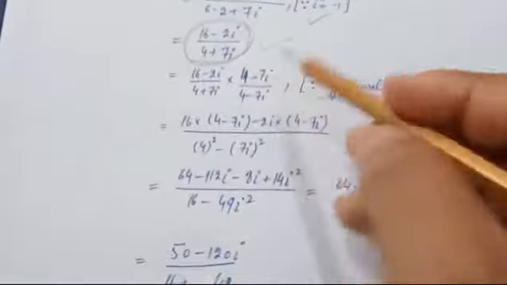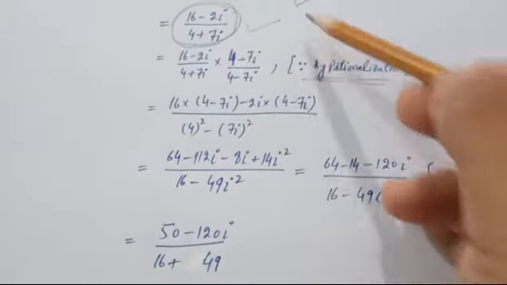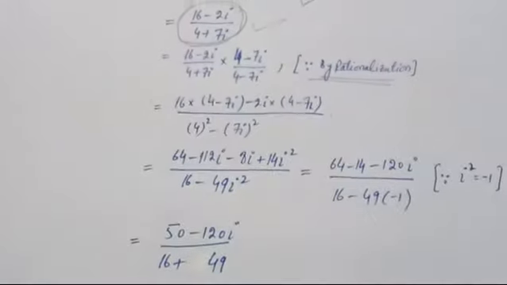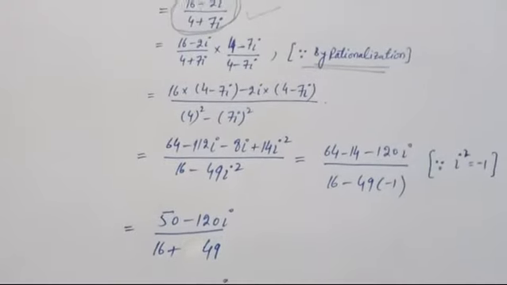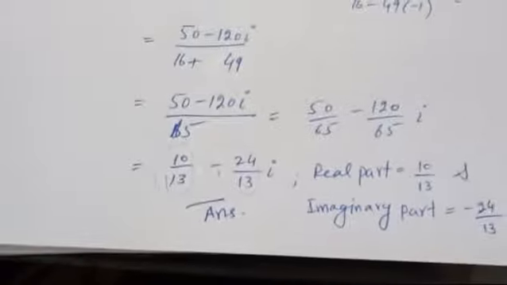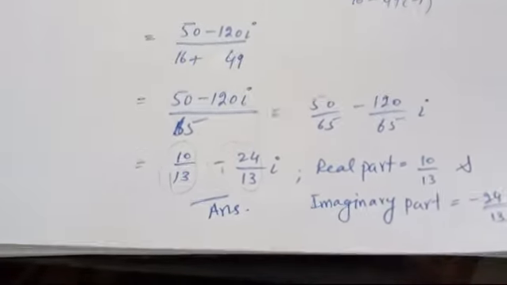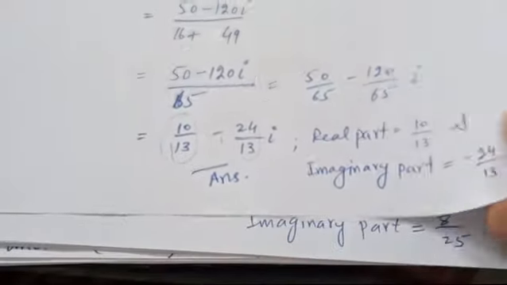Then you are using the process of rationalization. When you are performing the division, you must multiply and divide the conjugate of the denominator with that quotient, and then after simplifying, you get the real and imaginary part, and you get the complex number in the form of a plus b iota.